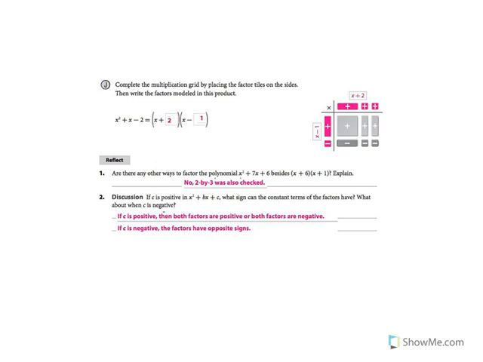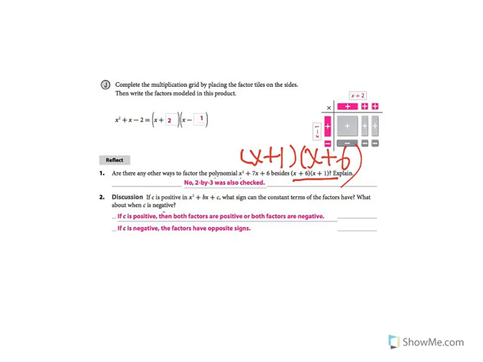Another way is that some of us might think that it must be in this order, right? Or we can write an x plus 1 times an x plus 6, which is still correct, right? So we know that multiplication is associative.